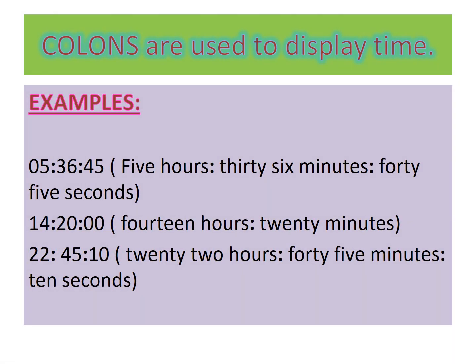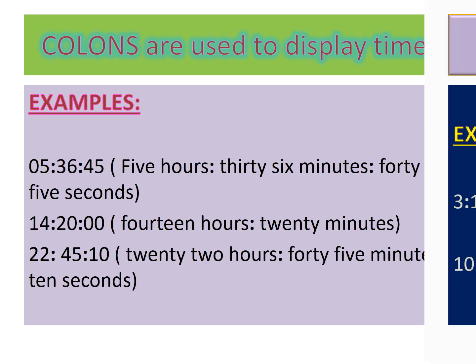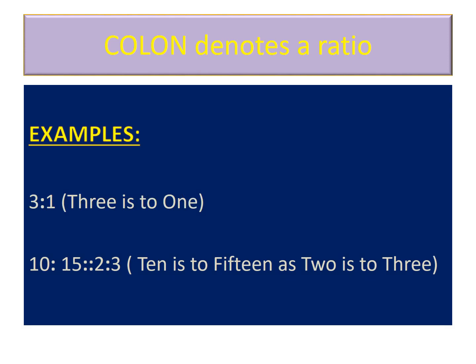Now colons are used to display time. You can see in the example 5 hours, 36 minutes and 45 seconds. Or the second example 14 hours, 20 minutes. 22 hours, 45 minutes and 10 seconds. Colon denotes a ratio. Example is there on the screen. 3:1. Or second example 10:15 as 2:3. In the second example, between 10:15 and 2:3, double colons are used.